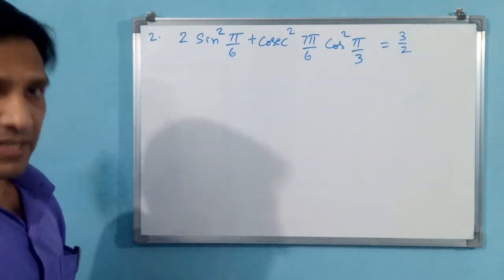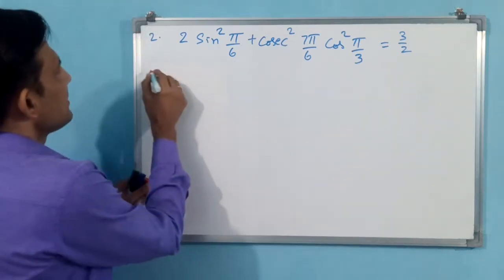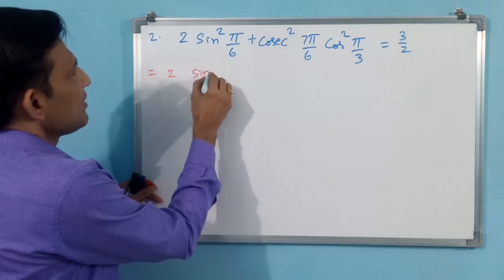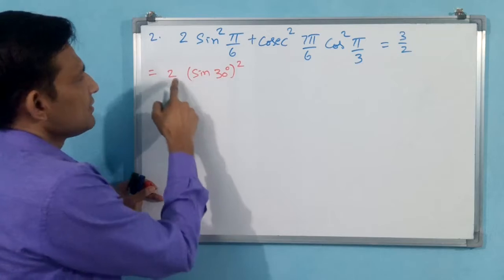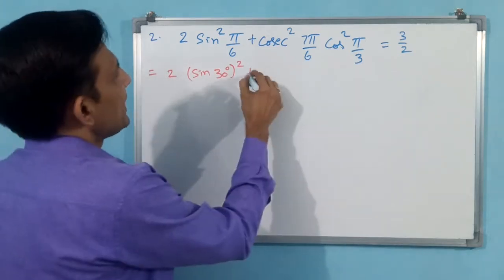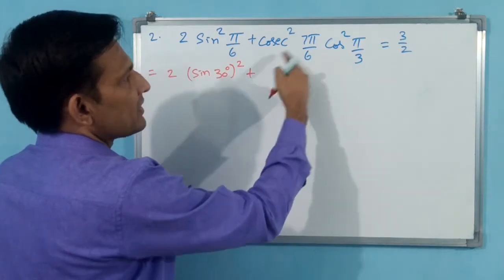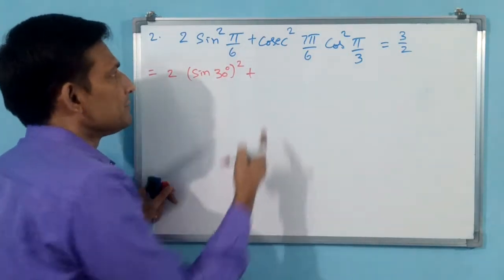Like earlier, take LHS. Okay, start writing degrees. But degrees are easier. 2 into sin pi by 6 means 30 degree, 30 degree whole square. This means 2 into, plus cosecant square. You see here these two are multiplication. There is no plus sign. Here plus sign is there. Okay, these two we have to multiply.